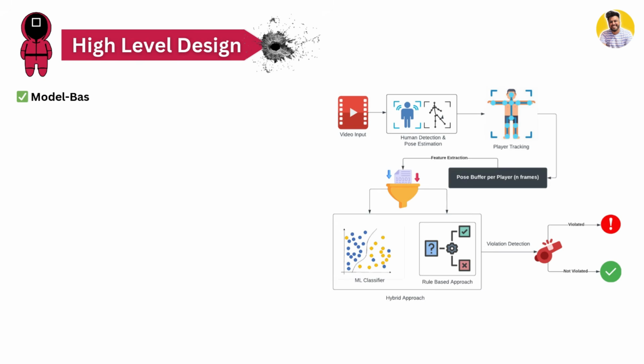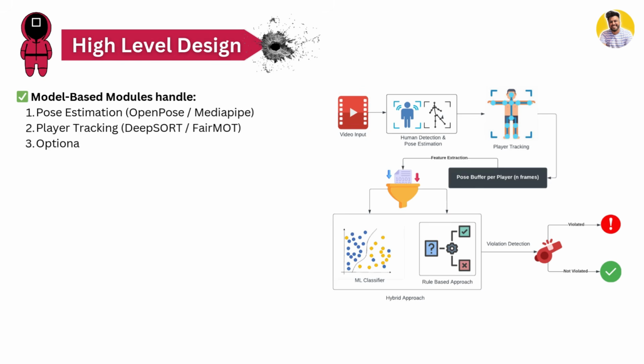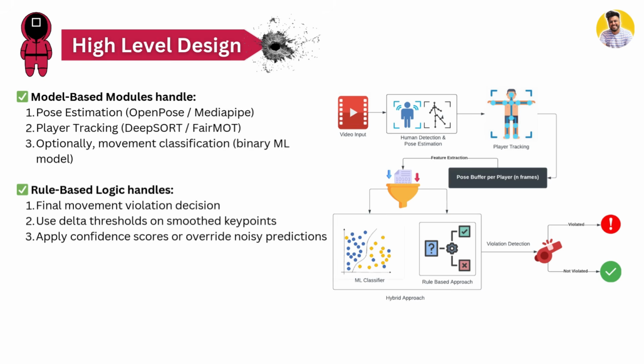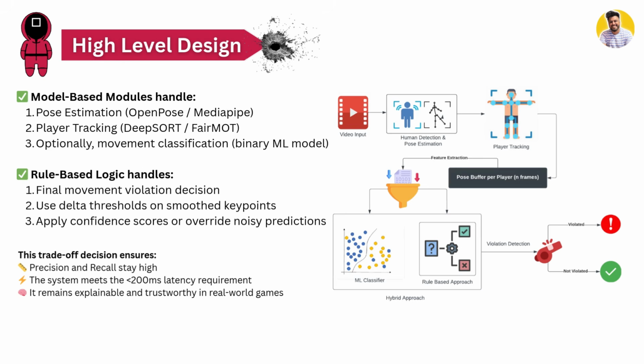And for the model-based approach, I have to do pose estimation, player tracking, and optionally we can use movement classification or a binary ML model as well. And then for the rule-based approach, I have to do the final movement violation decisions, using delta thresholds or smoothing conditions, and apply a confidence score to say whether this person has violated or not. This trade-off of the hybrid decision system ensures we have high precision and recall. The system meets a very low latency requirement, and it remains explainable and trustworthy in real-world games.